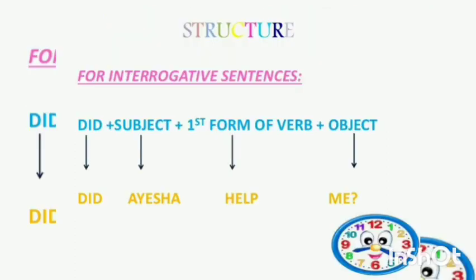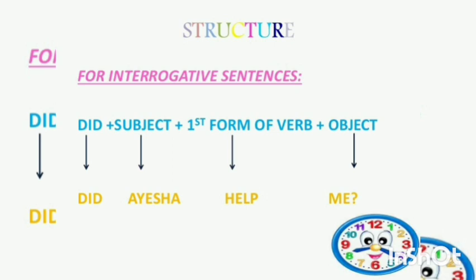Okay. Now the structure for interrogative sentences. Interrogative sentences means question type sentences. First of all, this is a yes no type sentence. First of all, you have to use did. You have to use the second form of your auxiliary verb, and here your auxiliary verb is do.